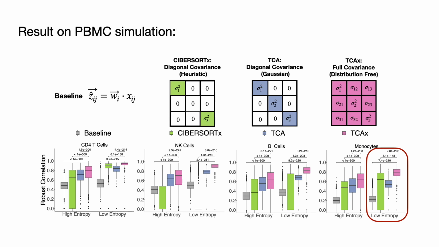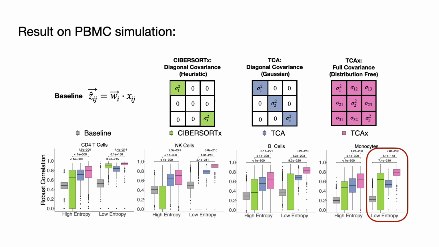At the bottom, you see 4 different panels. Each panel represents one specific cell type, and within a panel, it's broken down into high entropy baskets and low entropy baskets. The panels themselves are ordered by cell type abundance. So the CD4 T cell is the most abundant one, followed by the natural killer, then the B cell, and monocytes is the least abundant.